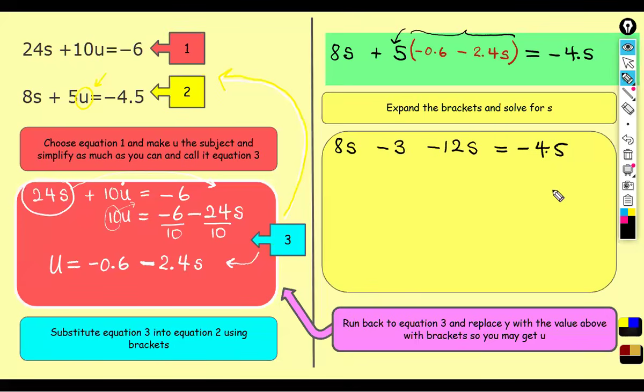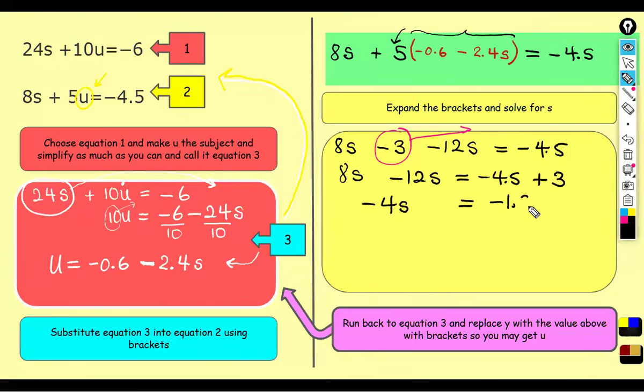We're solving for S. So keep everything with S on one side. This minus 3, throw it across to the other side. 8S minus 12S is equal to minus 4.5 plus 3. Let's simplify each side. 8 minus 12 is minus 4S. Minus 4.5 plus 3 is minus 1.5. You can double check it on the calculator, right?